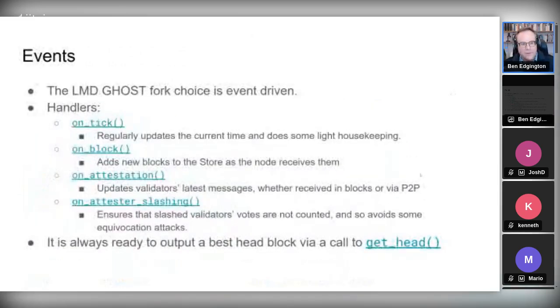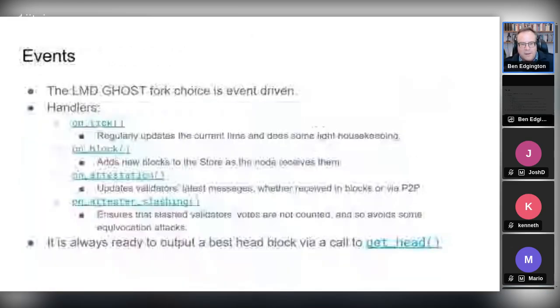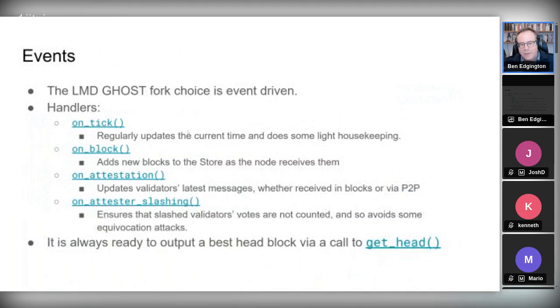So that's the store. And the third interesting thing about fork choice is that LMD GHOST fork choice is event driven. So there are handlers which you can find in that forkchoice.md document. And there are four handlers effectively. On tick: the store is regularly updated. It updates its current time, which is at the top of this store object here, every time a tick happens. I'll tell you what a tick is in a moment. It also does some light housekeeping. It's a very lightweight function.